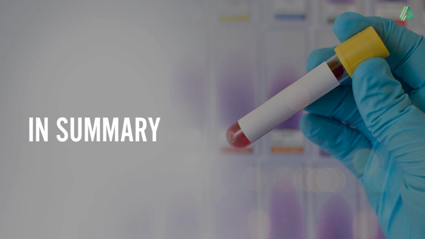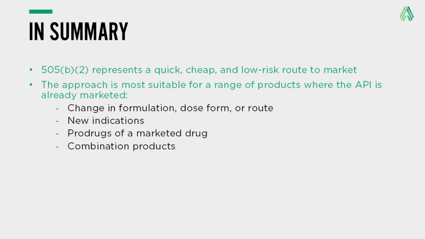So, in summary, 505(b)(2) represents a quick, cheap, and low-risk route to market. The approach can be used for a range of products, but only where the API is already marketed in the US, and that data can be referred to. It's most commonly used for a change in dose route or formulation, but the regulatory route can also be used for new indications, for combination products, and for prodrugs.